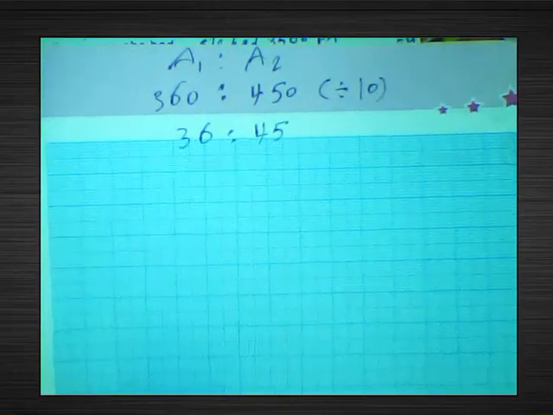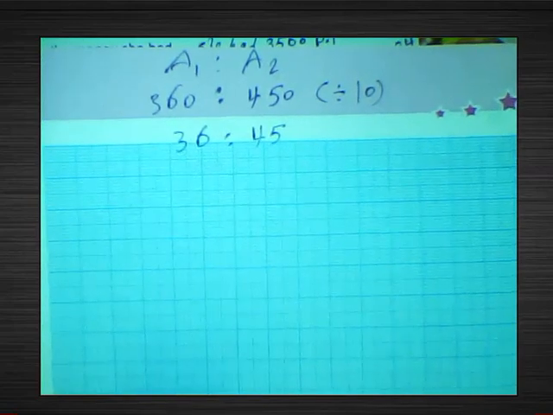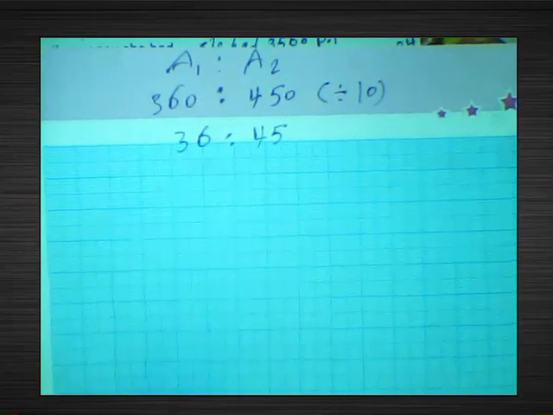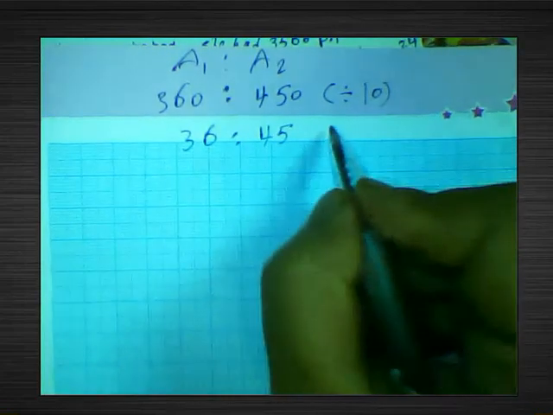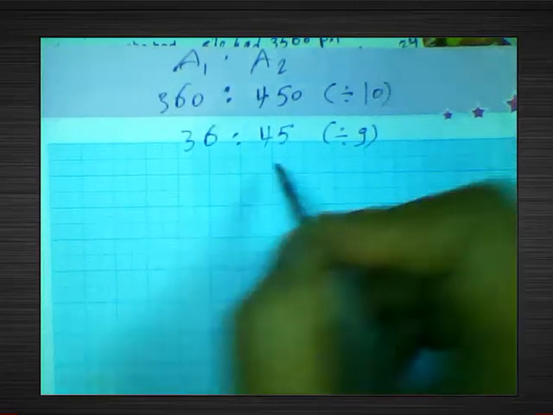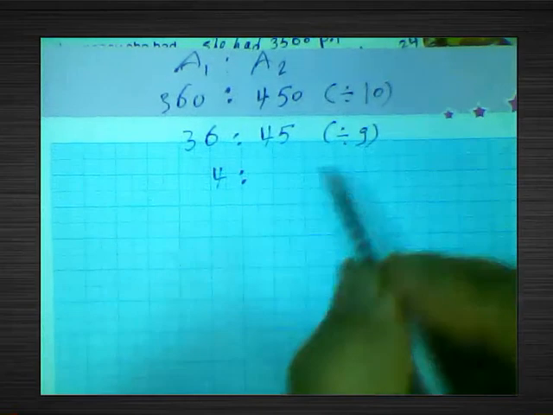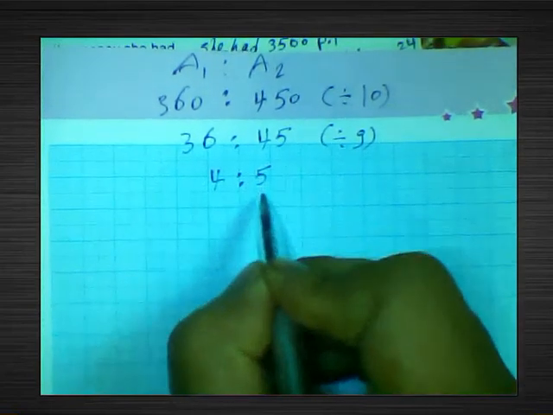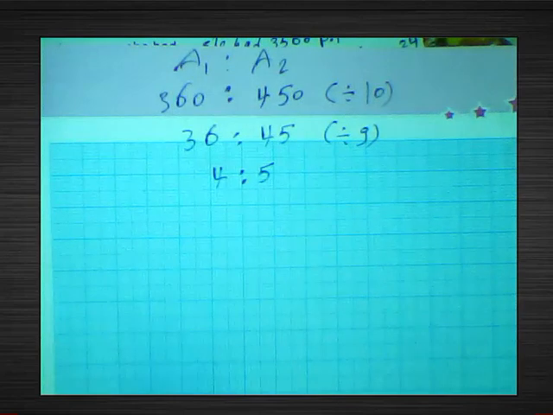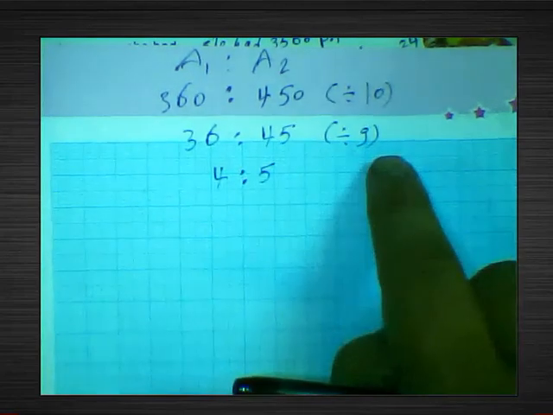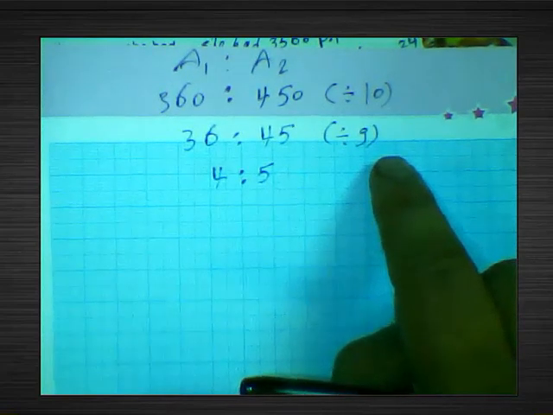You can divide it by 9 or 3, but if you divide it by 3, another step, you must divide it by 3 again, because the simplest form will be by dividing by 9. 36 divided by 9 equals 4. 45 divided by 9 equals 5. So the ratio will be 4 to 5, by dividing by 10 and another step dividing by 9. So the common factors between them equal 90.